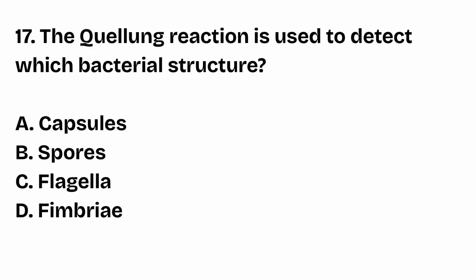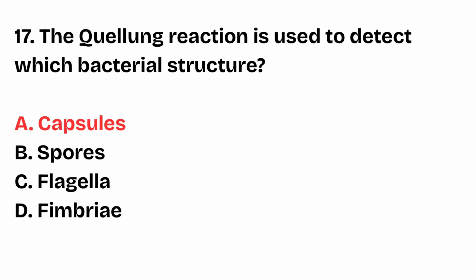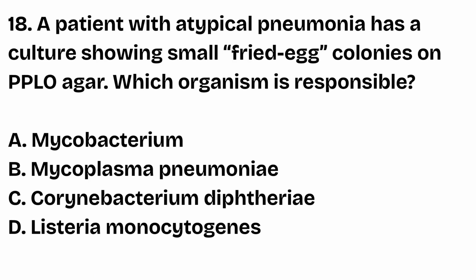Question number 17. The Quellung reaction is used to detect which bacterial structure? Capsules, spores, flagella, fimbriae. The right answer is option A, capsules. The Quellung reaction, that is capsular swelling test, is used for identifying capsulated bacteria like Streptococcus pneumoniae, Klebsiella pneumoniae, and Neisseria meningitidis.